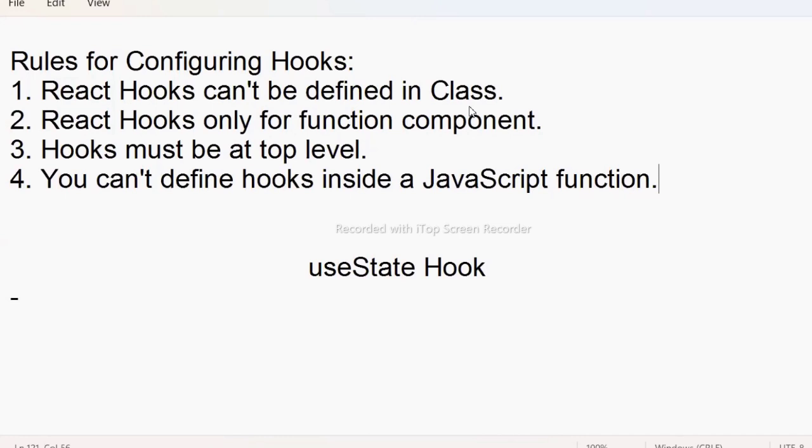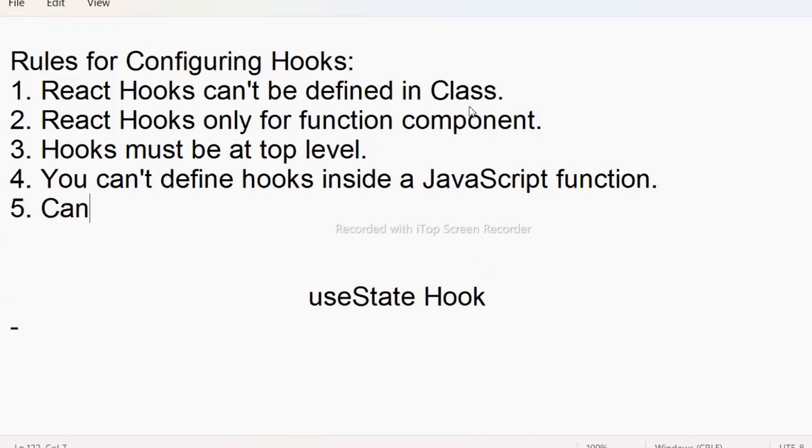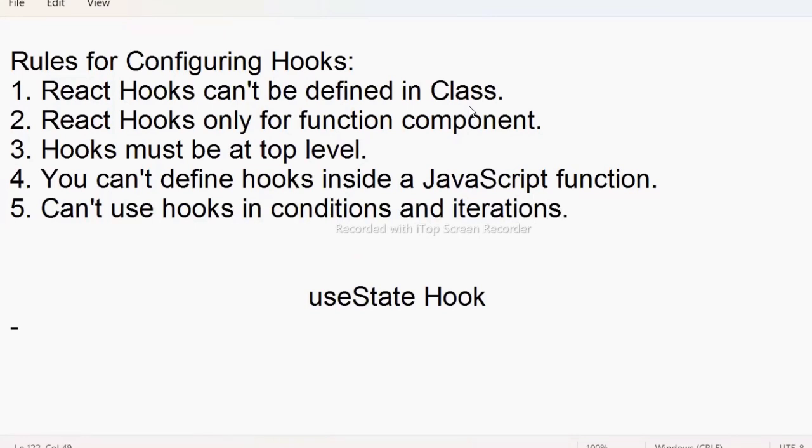That means outer level, not inside anything. You cannot use hooks in conditions and iterations. In iterations and conditions, you cannot use any hooks. They must be independent, individually configured. You must use them at top level, at the outer level; you cannot define them inside. It cannot be inside a class. It cannot be inside a JavaScript function. And it cannot be inside any block like an iterator or a condition. These are all the basic rules of configuring a hook. We have to make sure that these are all satisfied.